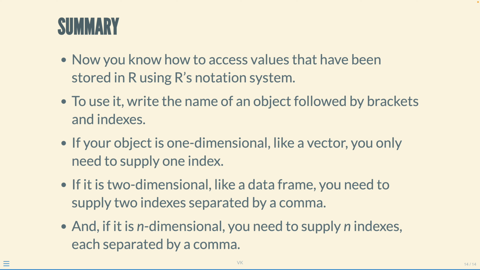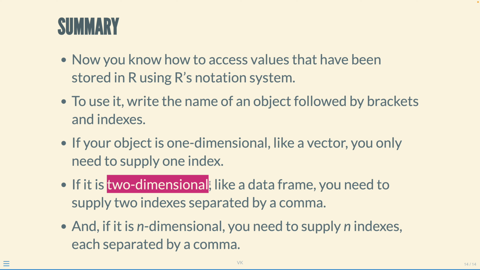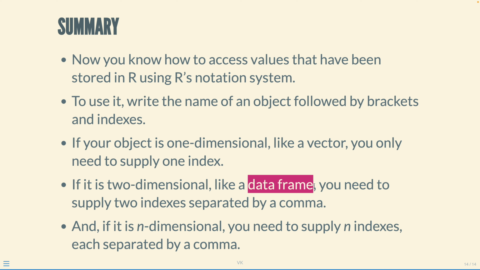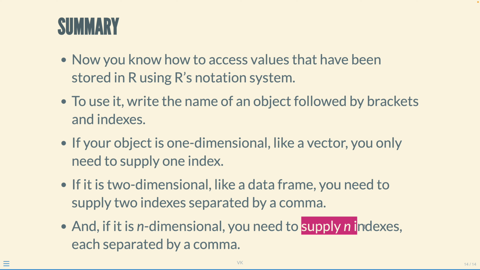The important thing to remember is if our object is one-dimensional, like a vector, we only need to supply one index, like what we did with die. If it's a two-dimensional object like a data frame, like MPG, then we need to supply two indexes separated by a comma. And if it's n-dimensional, which we haven't covered, then we need to supply n indexes, each separated by a comma. Okay, so I hope you found this video useful, and I'll meet you in the next video.